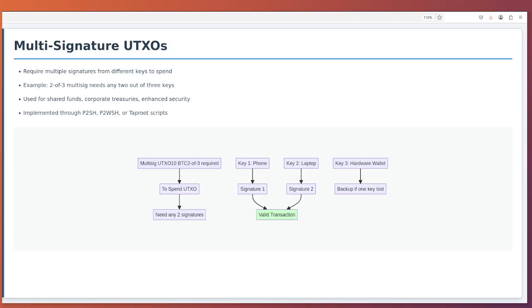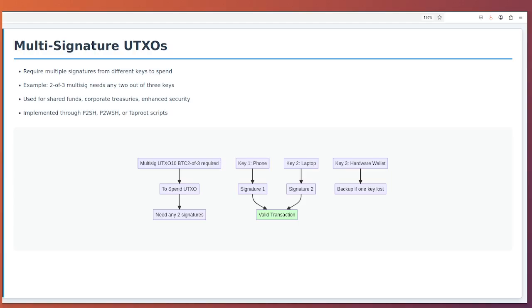Multisig use cases are diverse. For personal security, you might create a 2 of 3 setup with keys on your phone, laptop, and hardware wallet. If one device is compromised or lost, you still have 2 others. For businesses, a 3 of 5 setup might require the CEO plus any 2 board members to approve large payments. For escrow services, a 2 of 3 setup with buyer, seller, and arbiter ensures fair transactions. The arbiter only signs if there's a dispute.